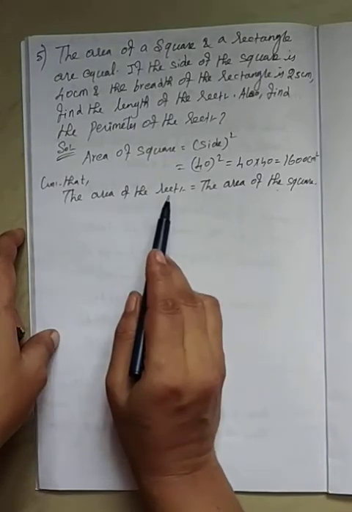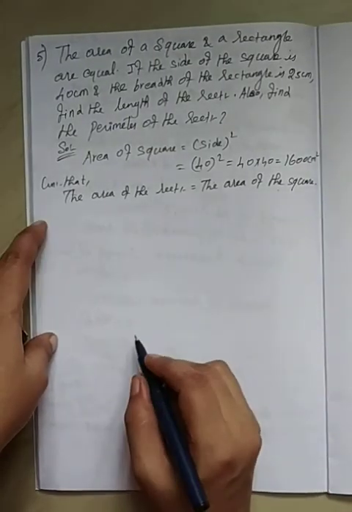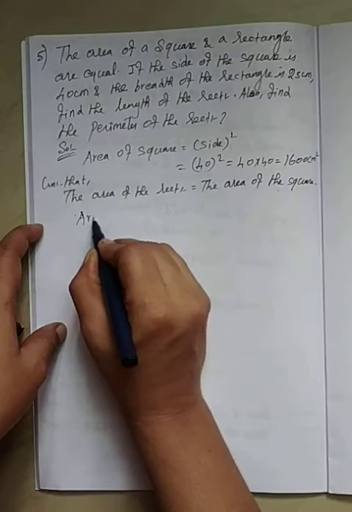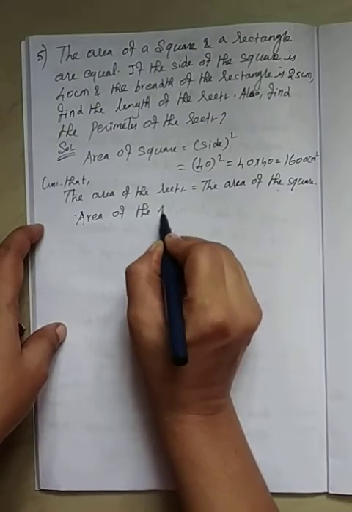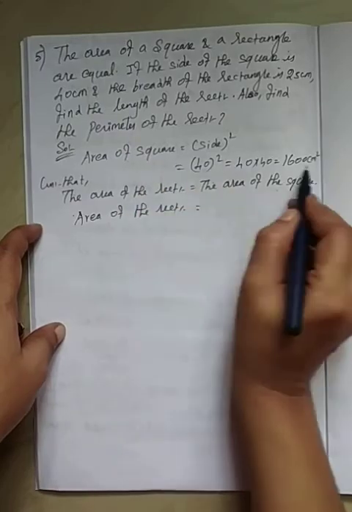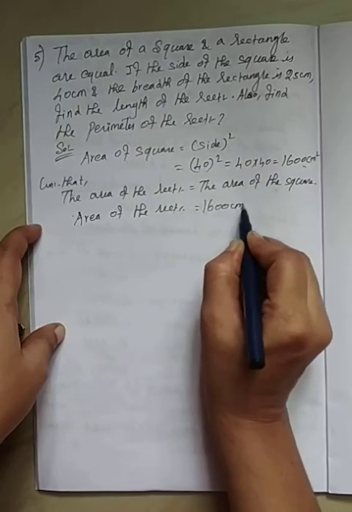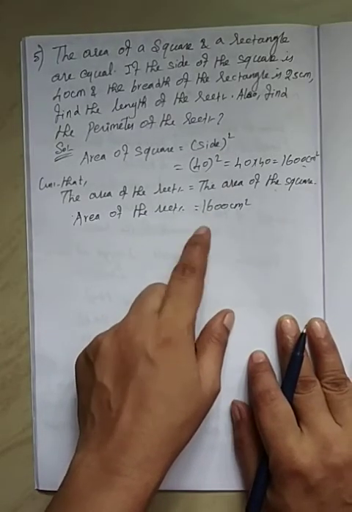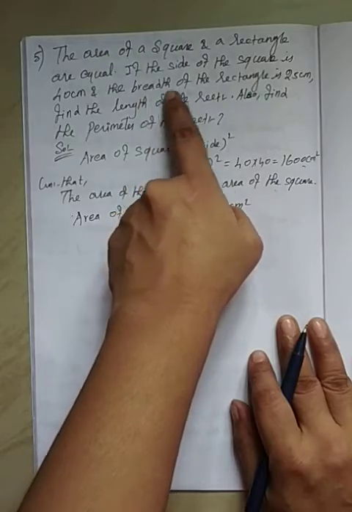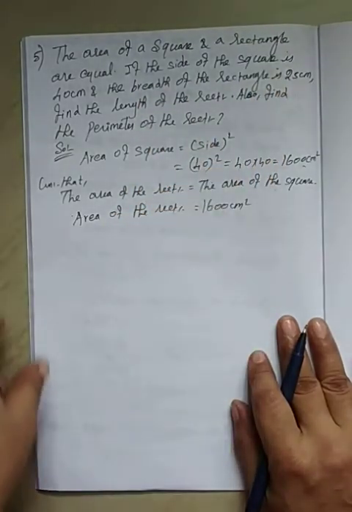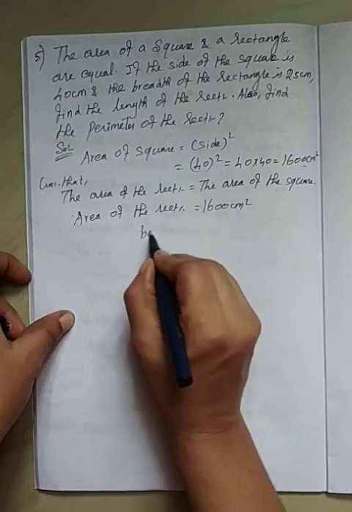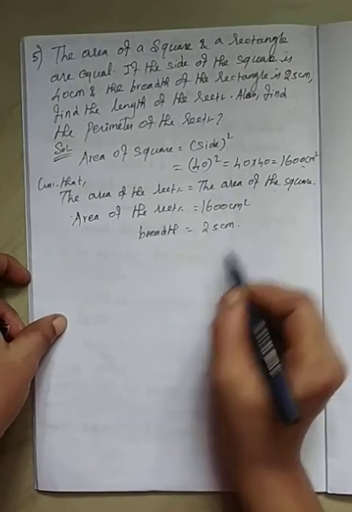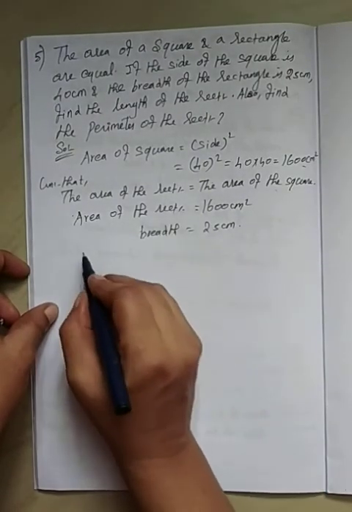So what is the area of the rectangle value? That is also 1600. The area of the square is 1600 centimeter square, so the area of the rectangle is also 1600 centimeter square. See here in this one, the breadth was given. The breadth of the rectangle is 25 centimeter, right? So breadth is equal to 25 centimeter.